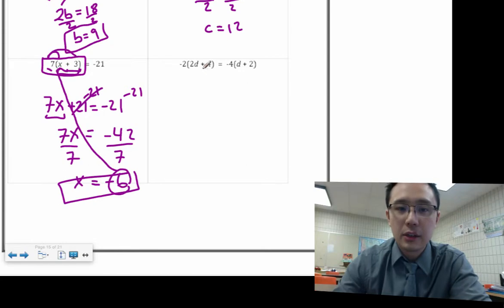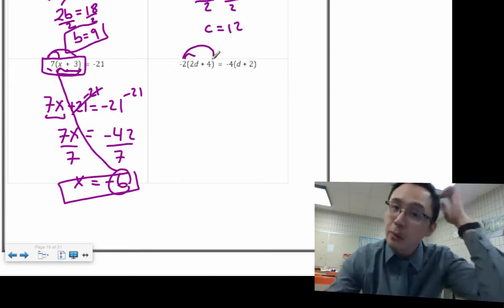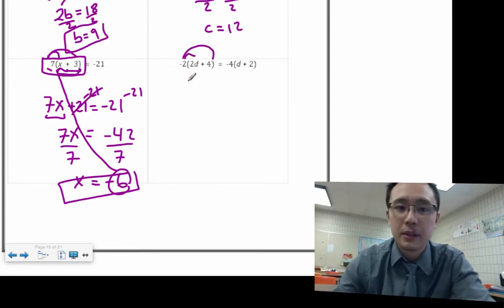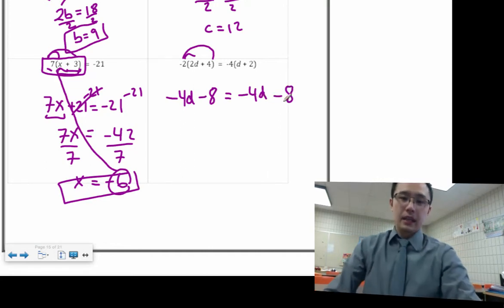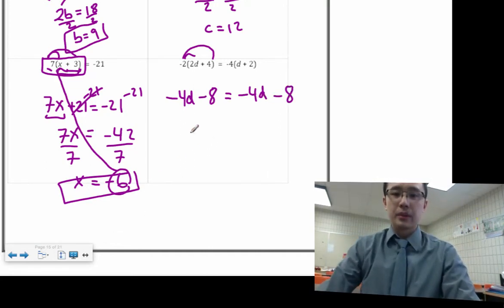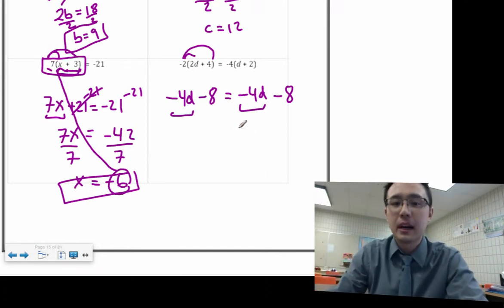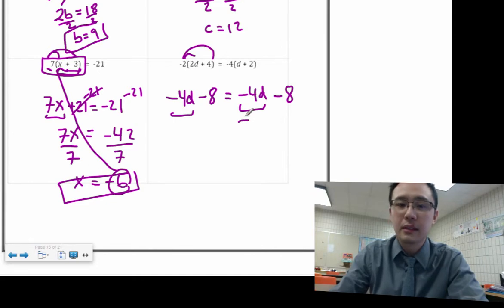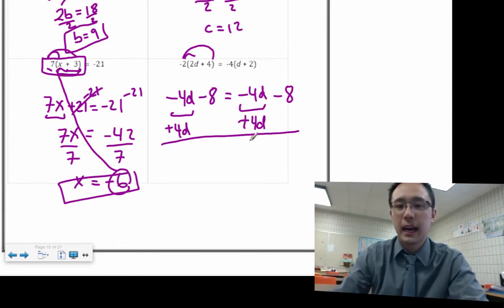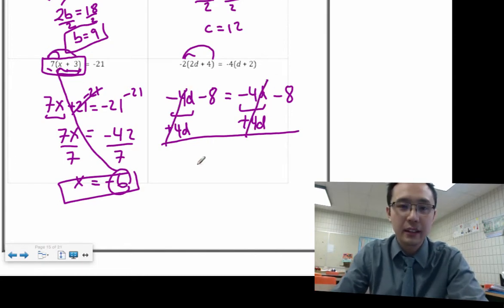Last question, distribute again. So this one is a monomial multiplied by binomial. So -4d, -8 is equal to -4d, well, -8. Look at that. Now I have both sides. I think this is probably a bad question. And why is that? Because if I were to move these to one side, what happens to my variables? Well, they cancel, and then I have nothing left. So basically, I have -8 is equal to -8.